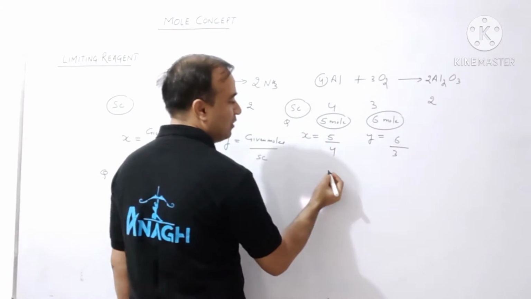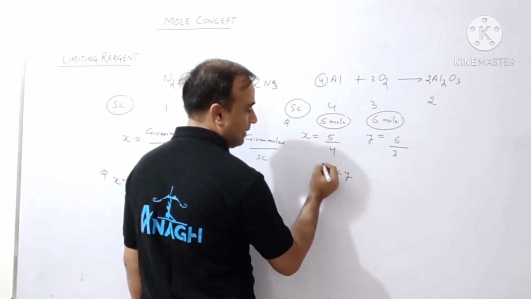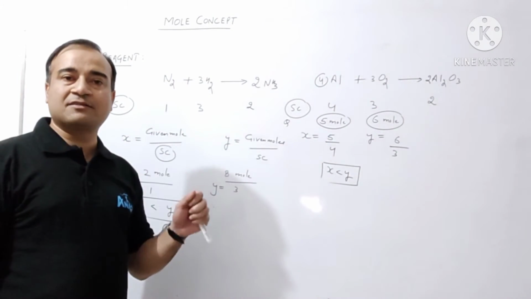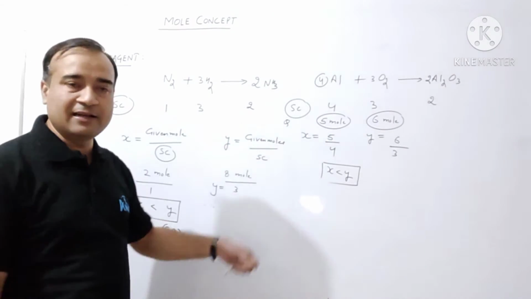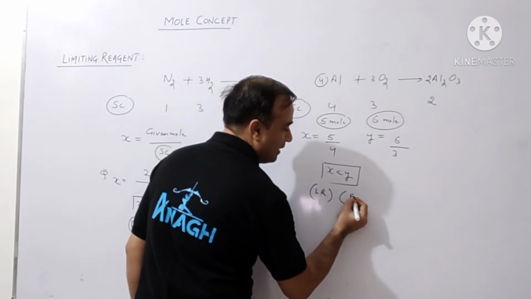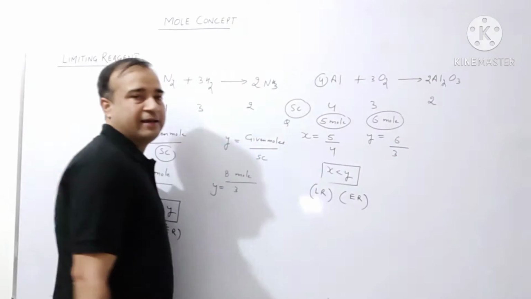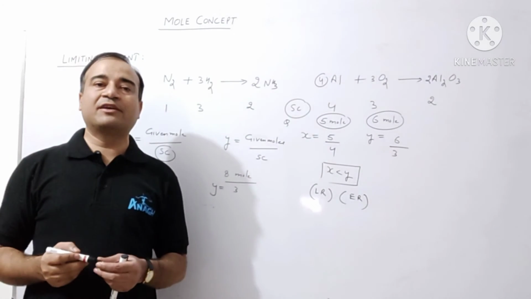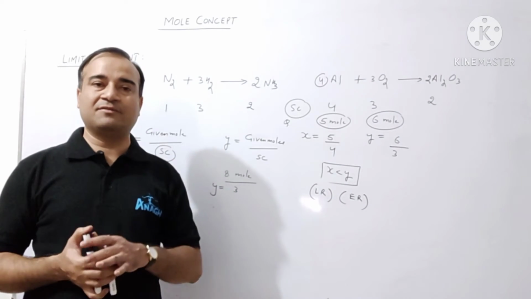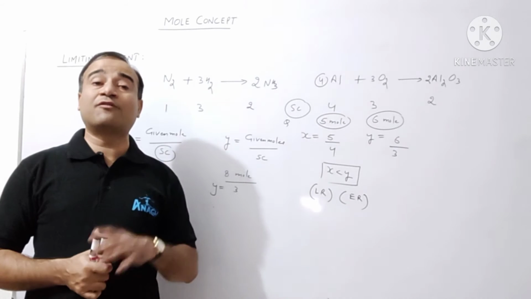So, as we know, X is lesser than Y, or Y is greater than X. So the coefficient X, which is of aluminium, is lesser. That's why aluminium must be the limiting reagent and oxygen must be the excessive reagent. In this way, we can determine which reagent is limiting and which is excessive. So it is the answer of our first question.